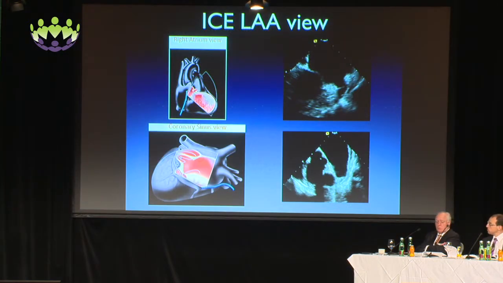Basically, we use two projections. The first and more common projection is in the upper part of the right atrium. This is the position of the probe. And the second routine projection is to advance the probe inside the coronary sinus. There are some adjunctive projections from the superior pulmonary vein and from the pulmonary artery, but for routine use, we suggest these two projections.